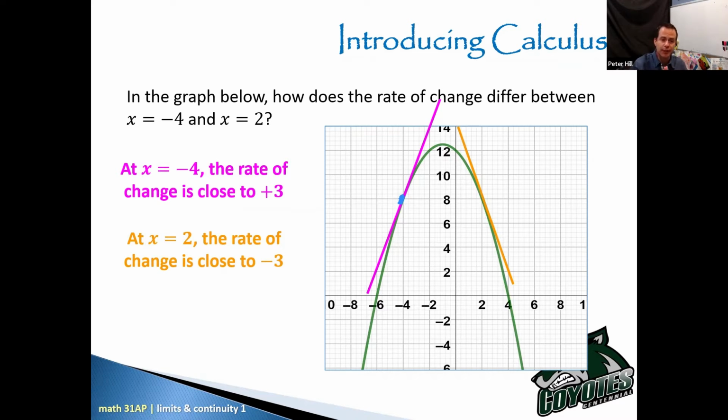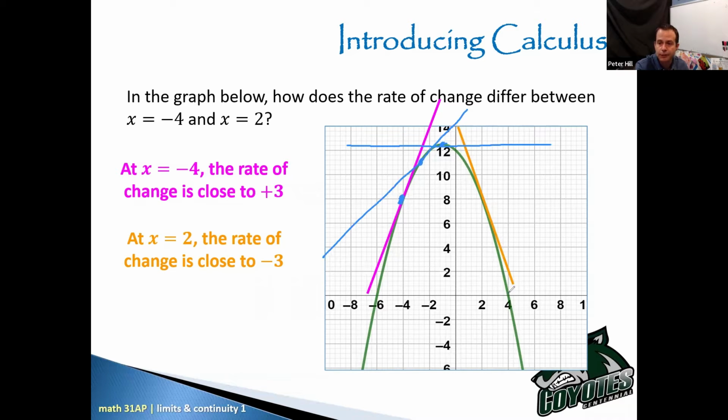The point I want you to understand right now, as I go along this green quadratic function, is that the rate of change is constantly changing. If I looked at the rate of change up here, which I'll get you to write down in a minute, that one looks like that. If I looked at the rate of change here, that might look like that, right?